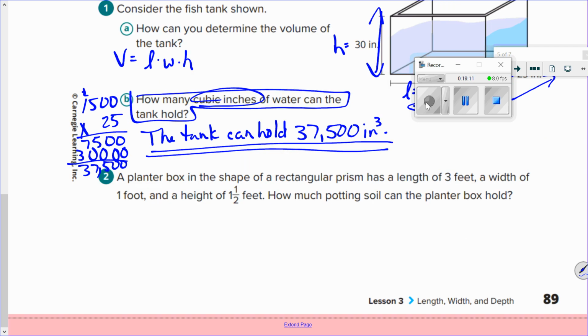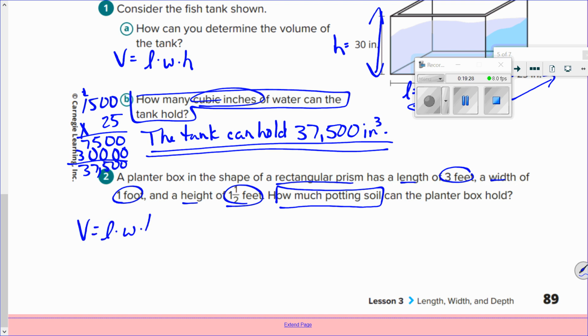Okay, a planter box in the shape of a rectangular prism has a length of 3 feet, a width of 1 foot, and a height of 1.5 feet. How much potting soil can it hold? So I'm just going to use the volume formula. Length times width times height.